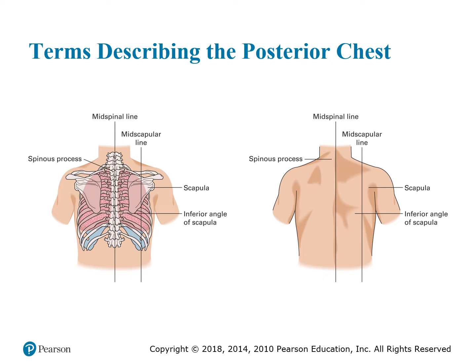Okay. Terms for describing the posterior chest, so that imaginary line running down the center is the mid-spinal line. If we go right through the center of the scapula, that is the mid-scapular line. Now, if we drew an imaginary line along the back side here on the most lateral aspect on the back, that is the posterior axillary line.